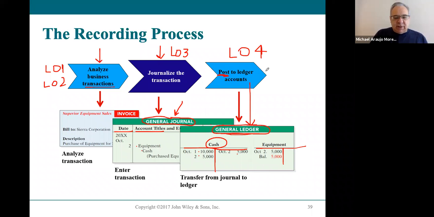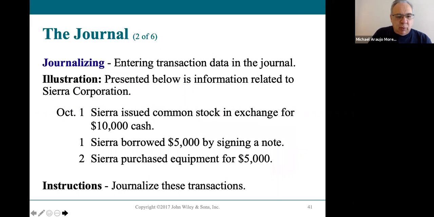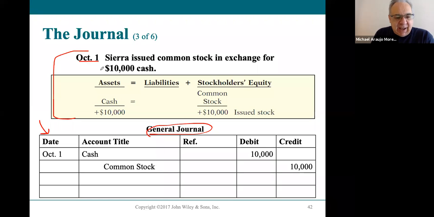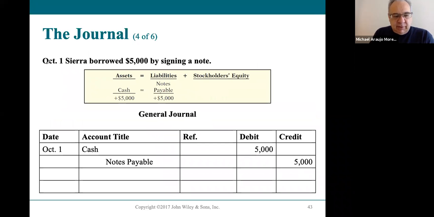So this is where we're at in our process. Remember, we did a whole bunch of journal entries the other day, listing that we've done our analysis, right? And from the analysis, now it's time to actually journalize that analysis in the journal. So for every event that happens, you will see a journal entry. And we did this for the first few transactions for Sierra Corporation.